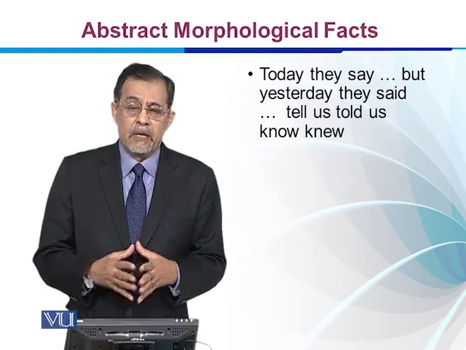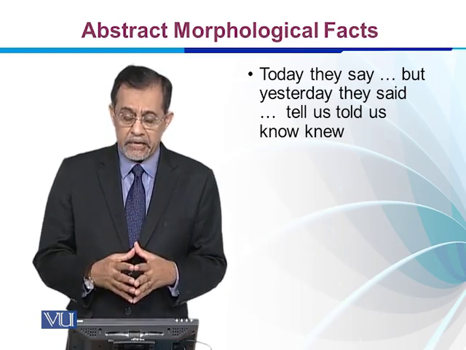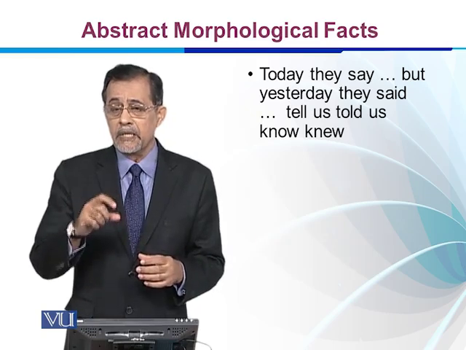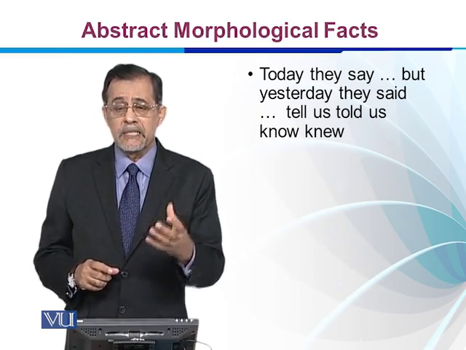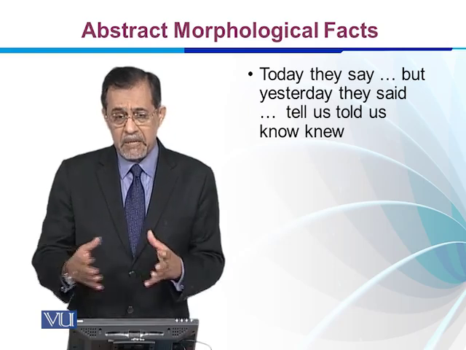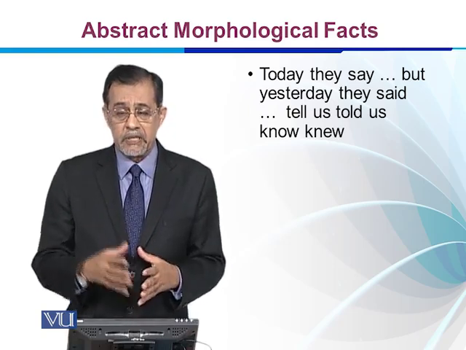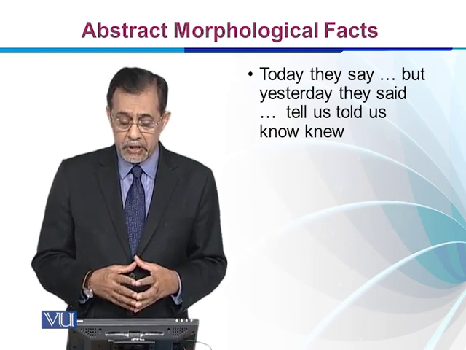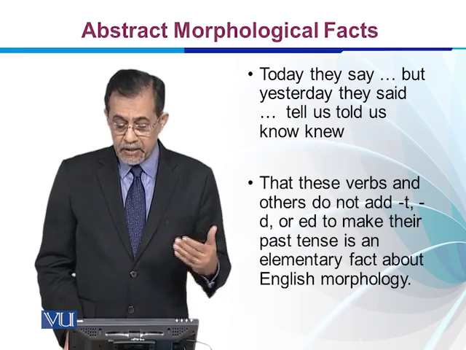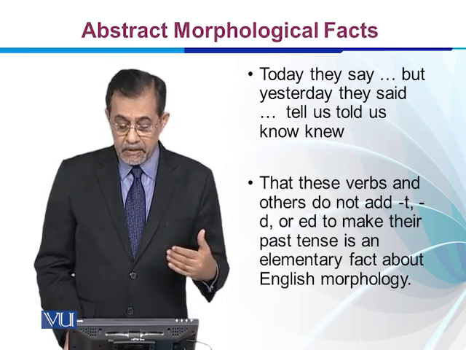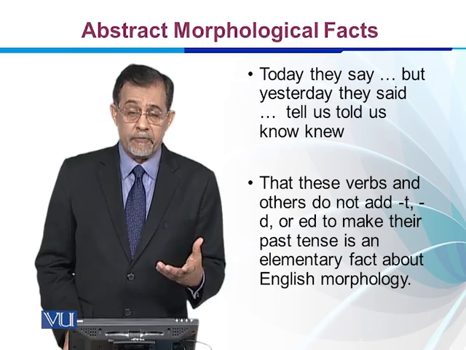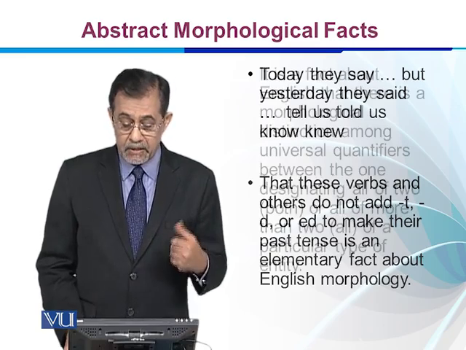Similarly, we have some words in the English language in which there is no past morpheme, rather there is some internal vowel change. This is a rule which is known as ablaut, right? So similarly, you have a lot of other words in which some internal vowel change takes place, as in know and knew. That these verbs and others do not add t, d, or ed to make their past tense is an elementary fact about English morphology, and all of us know this fact.